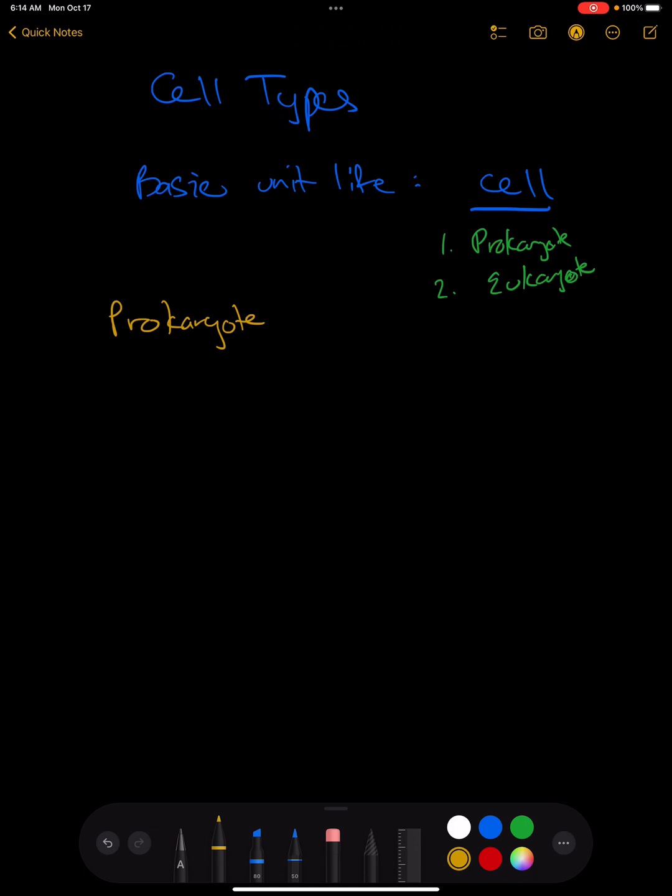Prokaryote. Let's do word roots. Pro means before, and karyon, well, technically means no nut, but that doesn't really make sense to us because before they figured out what the nut was, the nut is actually our nucleus. And so prokaryotes, these are a no nucleus cell type.